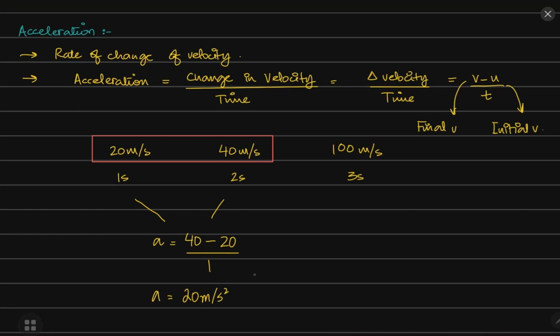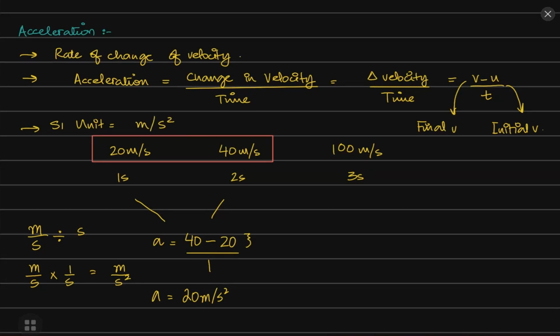Now, why is it second square? Because this value is already in 20 meters per second. I divided meters per second with another second, which meant, there you go. Do you understand why the SI unit of this would be meters per second square?